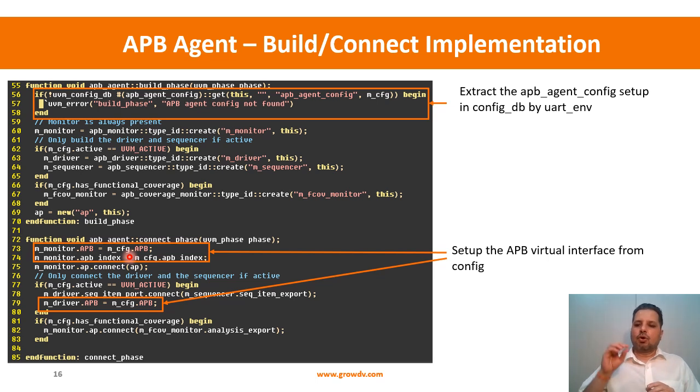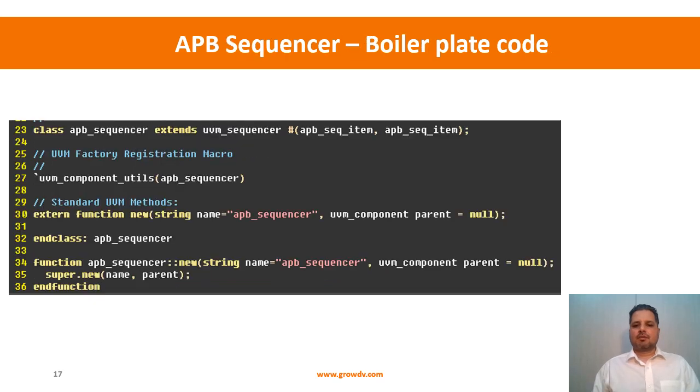So now let's go deeper into the drivers, the monitors, and the coverage monitor and how they are implementing their functionality. This is just boilerplate code for the sequencer. There are now new macros available to generate this code. Nothing very specific to functionality. You just say APB sequencer extends UVM sequencer parameterized by APB sequence item, do the factory registration, then have the constructor containing name and parent, because it's a UVM component hierarchy, and this gets used within the APB agent.